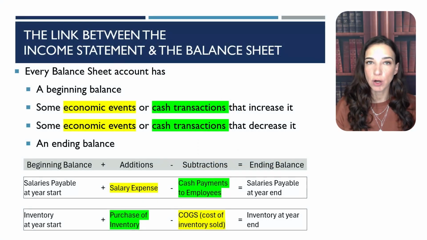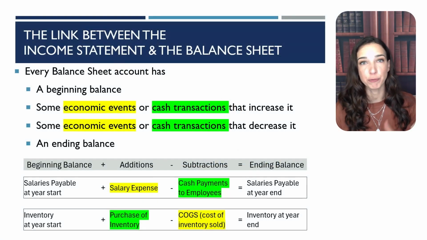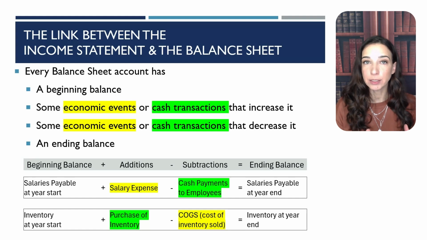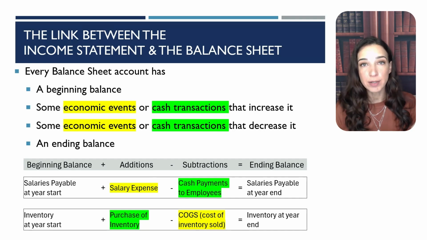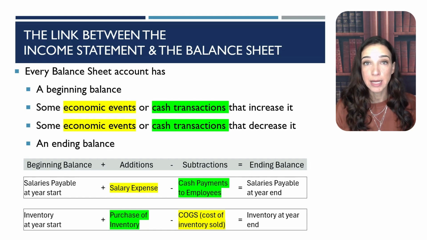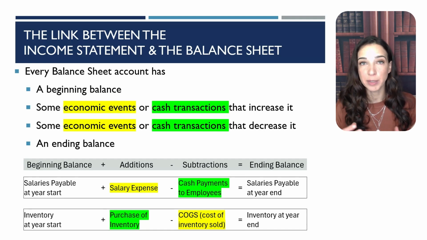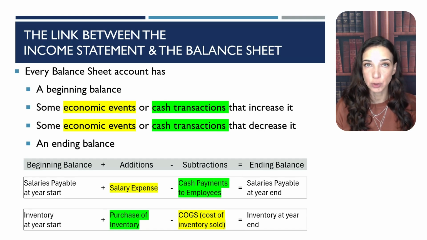I want to start by highlighting that it is very useful to think about balance sheet accounts as having a flow. They have a beginning balance, which is always carried over from the ending balance of last period. They have some events that increase their balance, some events that decrease their balance during the period, and that gets us to the ending balance. Now, those events that increase or decrease the balance could be economic events not aligned with the timing of the cash, or they could be cash transactions.